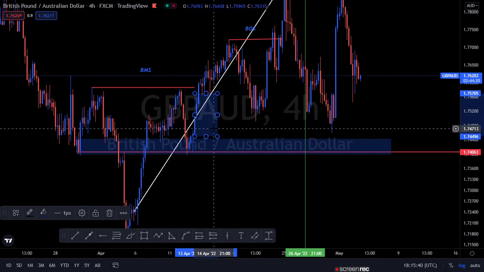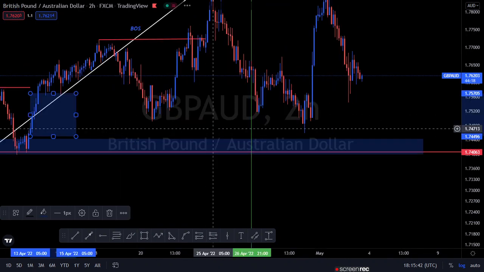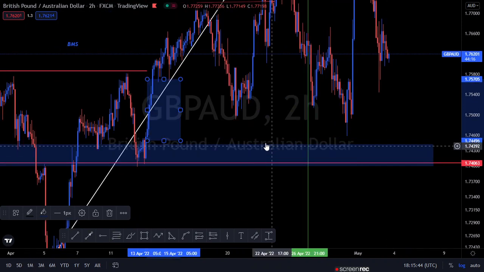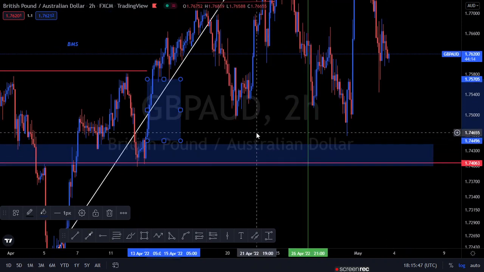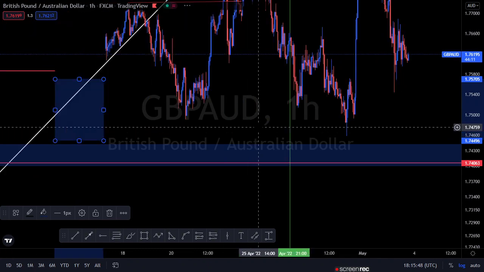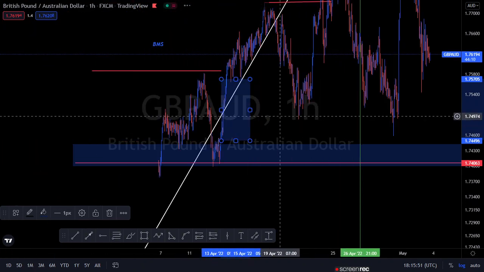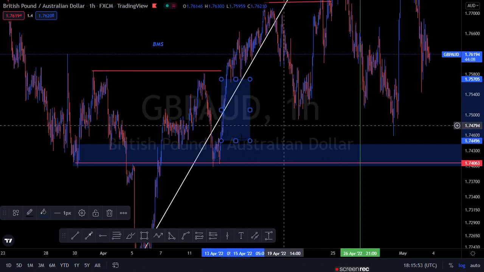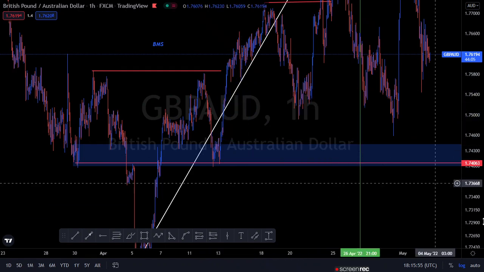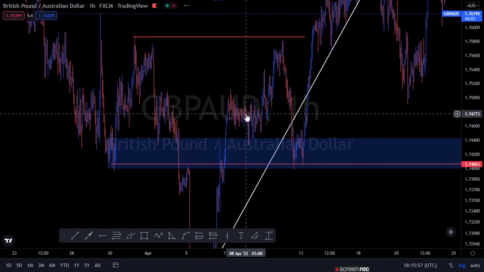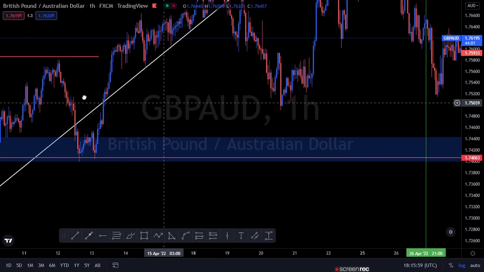So let's go to this 4 hour. Let's go to 2 hour, if we can see any other block there. No, on the 2 hour, we don't have any other block. Let's go to 1 hour and see if we can get the other block. Yes, we have the other block over here. We have a 1 hour order block over here.